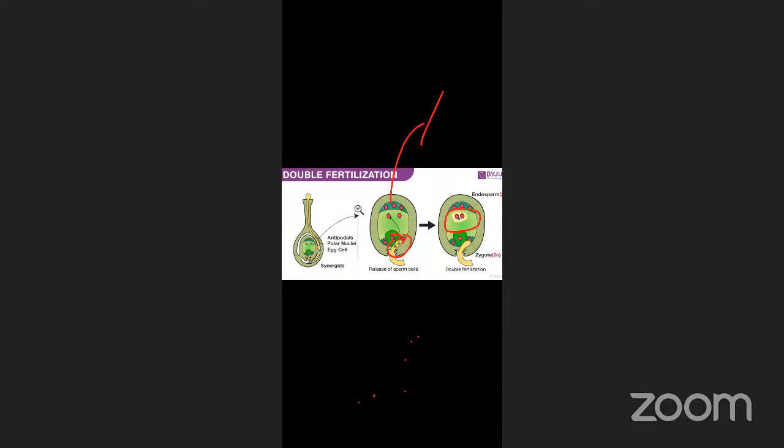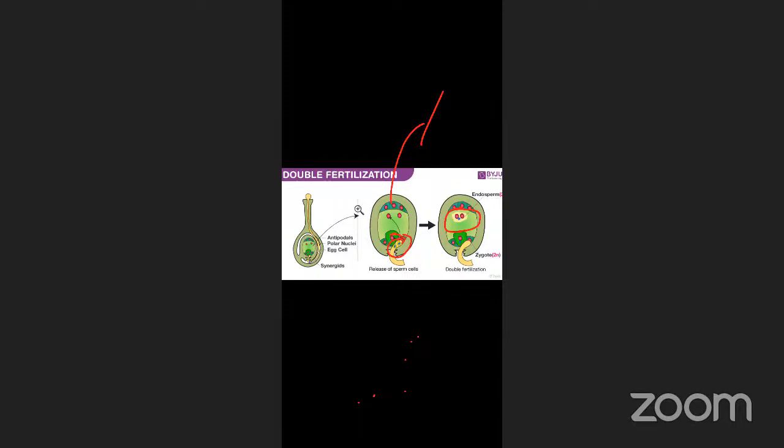And the next male gamete fuses with the secondary nucleus. That is called triple fusion. Due to syngamy, the zygote is formed, which develops as an embryo. Due to triple fusion, the primary endosperm is formed, which develops as the endosperm. Syngamy was discovered by Strasburger, triple fusion by Navashin.